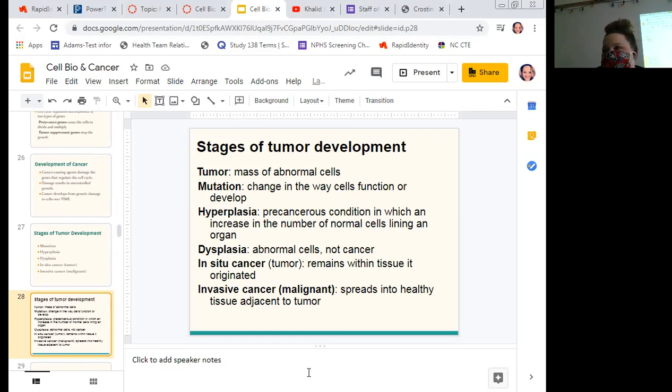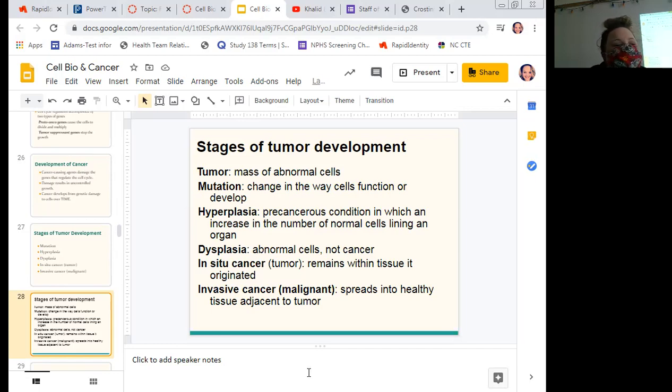So do you see how these stages build upon themselves? If you learn them in order, it's easy to remember which one is which. So is that a test-taking skill? Yes. What is the test-taking skill? Learn them in order, okay?